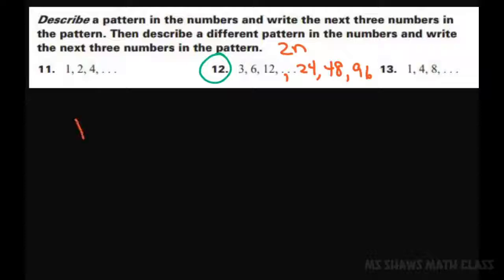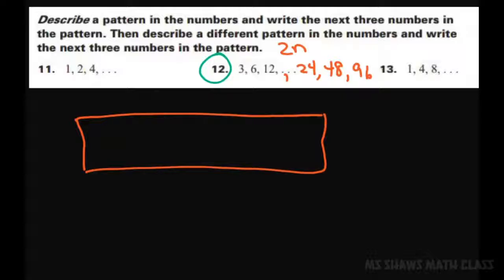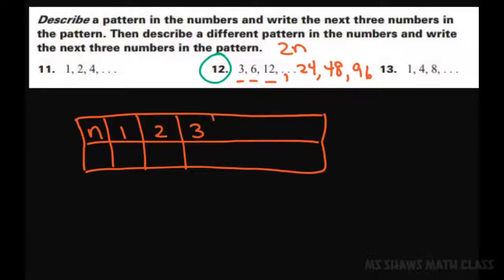So let me do the table. Remember, our n is the placement of the term. So this is my first three terms, first term, second term, third term, and we need the fourth term, fifth term, and sixth term. Let y be our output. So our output was 3, 6, and 12. So what I could do is take my n, add 1, and square it. So let's look at it.